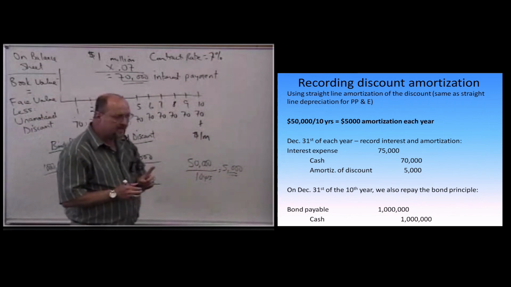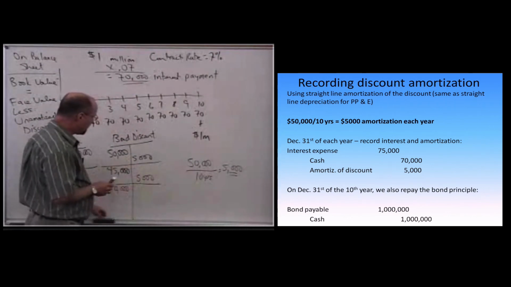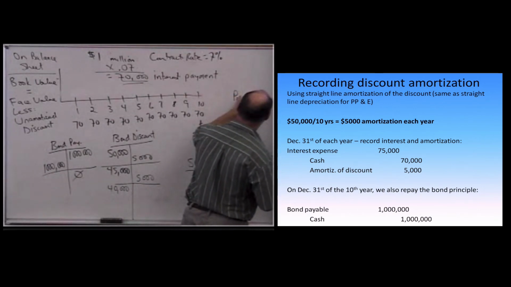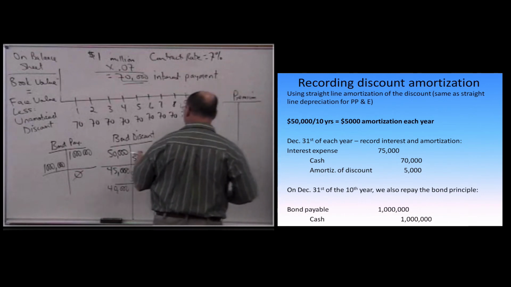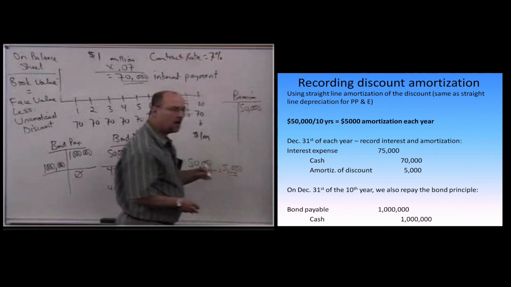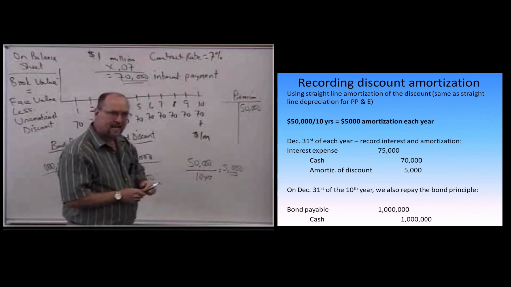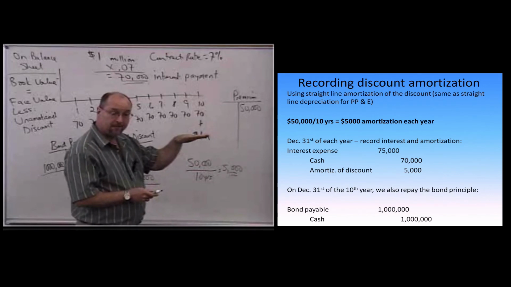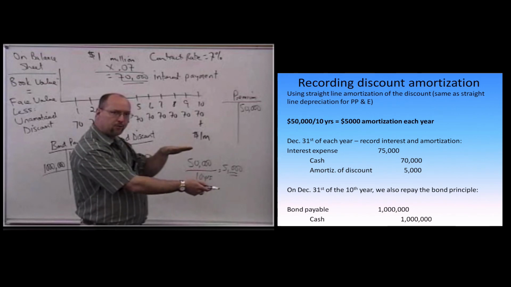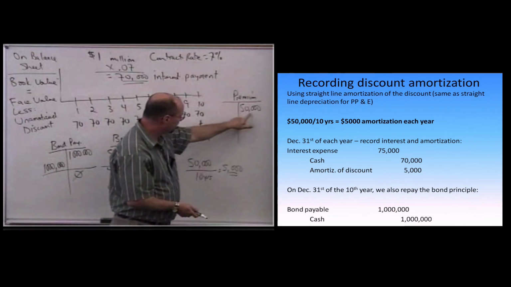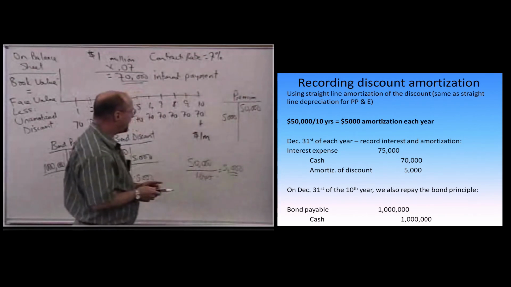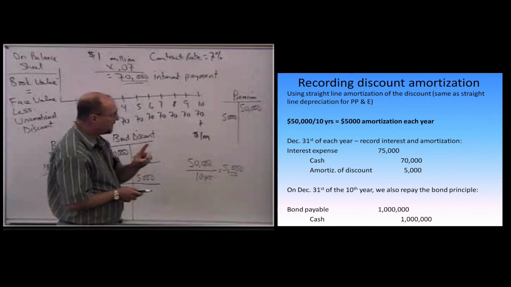Had this been a premium, remember the premium, I'm going to create a premium account here, and I'm just making up a number, just to give you an example. Say, for example, the premium had been for $50,000, so we issued the bonds at 105%. I would have debited cash for $1,050,000, credit bonds payable for $1 million, and credit the bond premium for $50,000. Each year, I would debit the premium for $5,000, and the journal entry would be this.